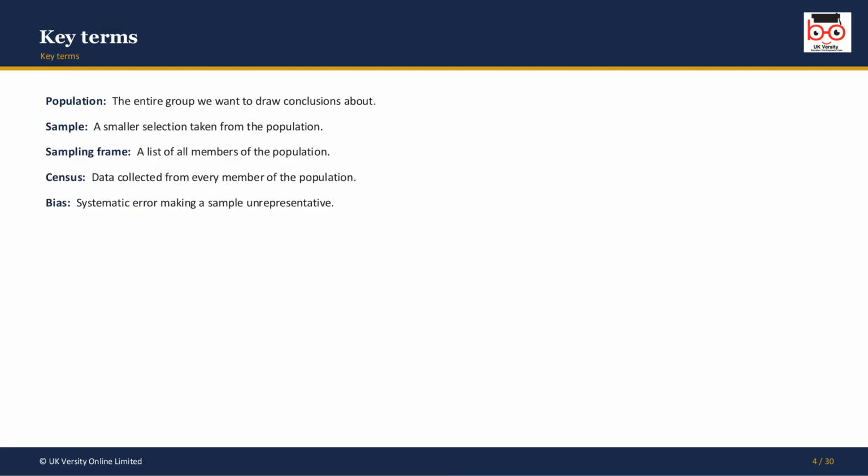Some foundational terms first. The population is the entire group you want to draw conclusions about. A sample is a smaller selection taken from that population. The sampling frame is a list of all the members of the population. A census is data collected from every single member. And bias is a systematic error that makes a sample unrepresentative.